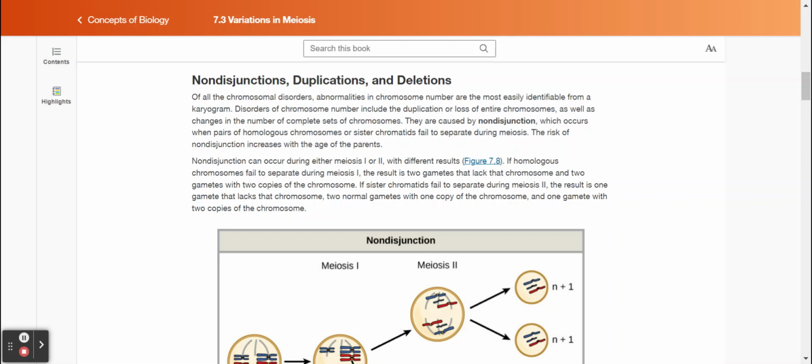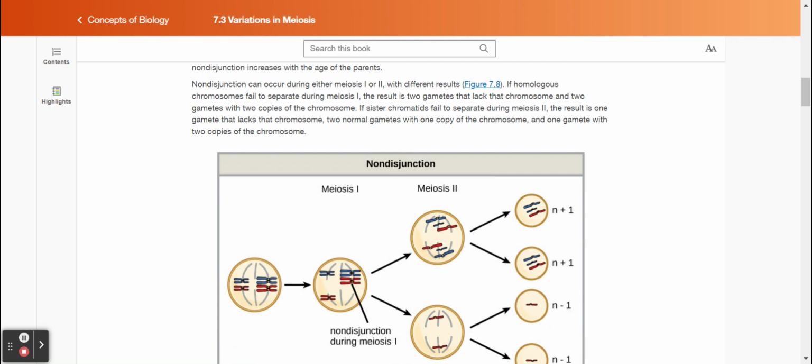Non-disjunctions, duplications, and deletions. Of all the chromosomal disorders, abnormalities in chromosome number are the most easily identifiable from a karyogram. Disorders of chromosome number include the duplication or loss of entire chromosomes, as well as changes in the number of complete sets of chromosomes. They are caused by non-disjunction, which occurs when pairs of homologous chromosomes or sister chromatids fail to separate during meiosis. The risk of non-disjunction increases with the age of the parents.